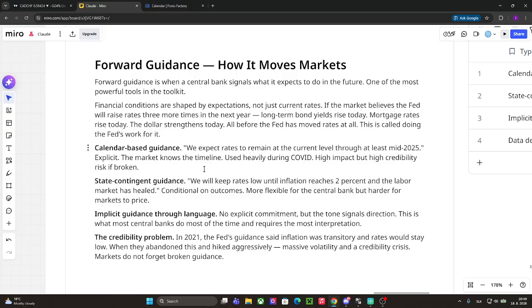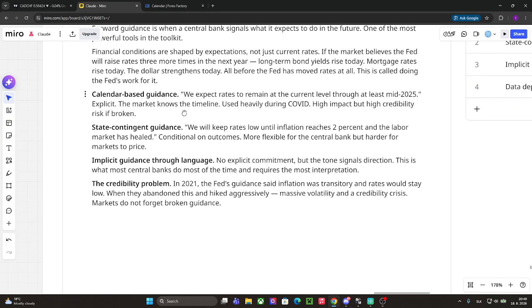Calendar-based guidance: we expect rates to remain at the current level through at least mid-2025. Explicit. The market knows the timeline. It was used heavily during COVID. High impact, but high credibility risk if broken.